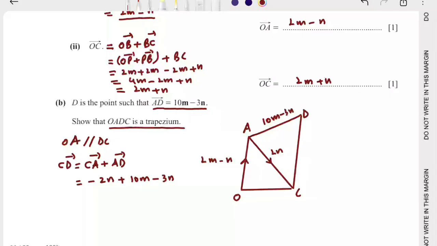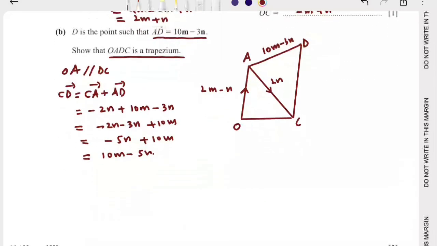We will compare in the like terms. It will be minus 2n minus 3n plus 10m, minus 5n plus 10m. Just to avoid negative sign in the beginning, we can arrange them 10m minus 5n. Take 5 as a common factor, 2m minus n. This is CD.